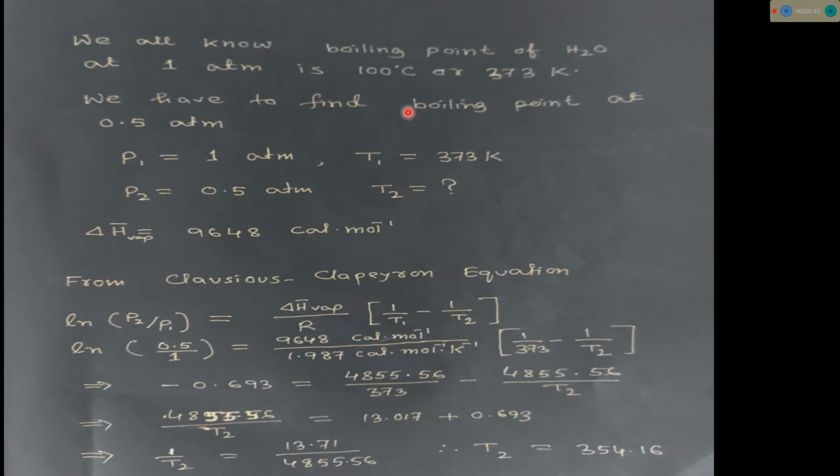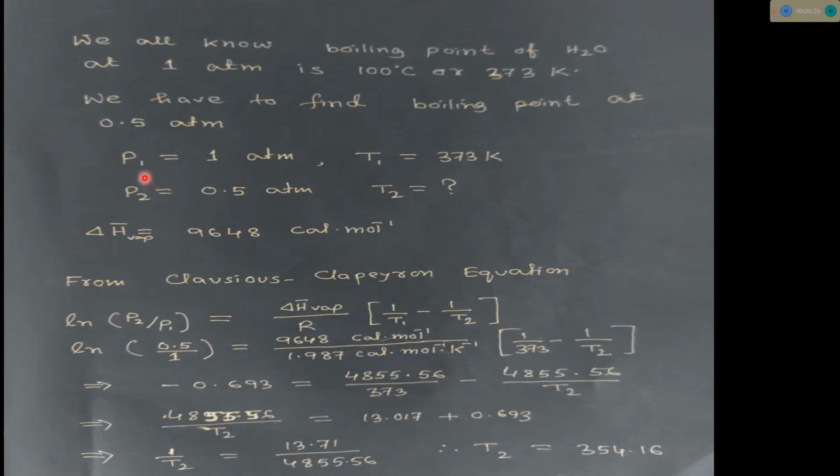So as we all know, the normal boiling point of water is 100 degrees centigrade at 1 atm pressure, or 373 Kelvin. You can say 100 degrees centigrade means 373 Kelvin. Now we have to find the boiling point at 0.5 atm.